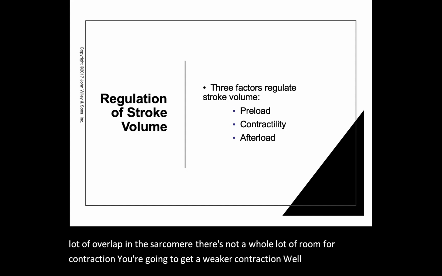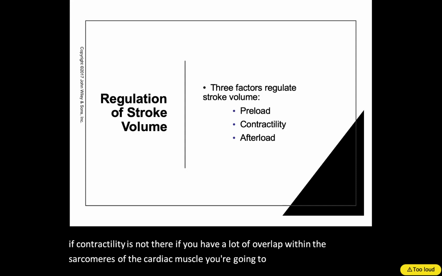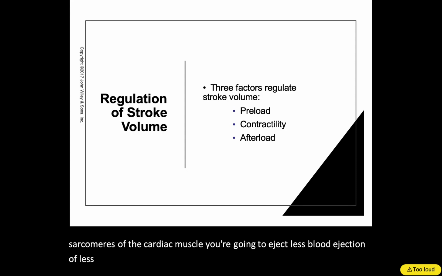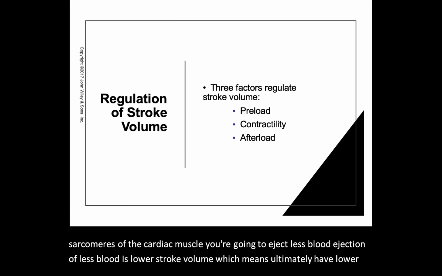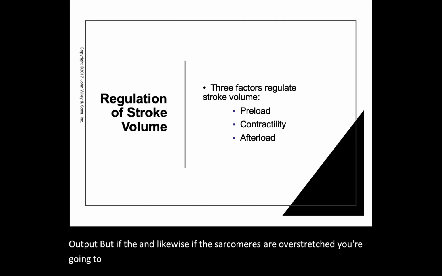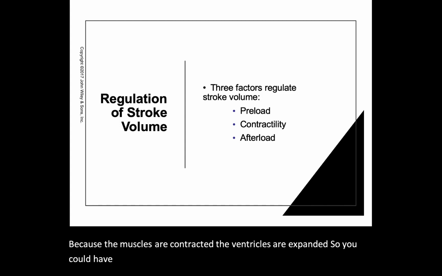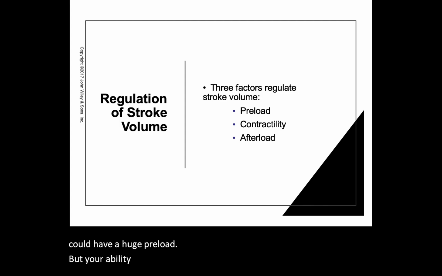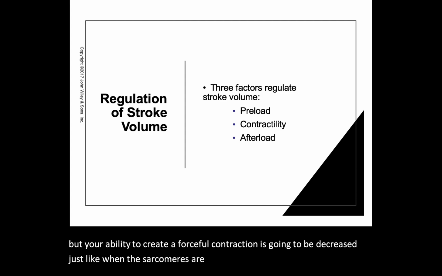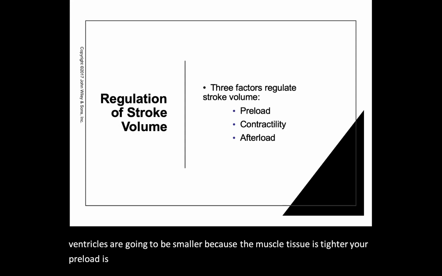Well, in cardiac muscle, if contractility is not there, if you have a lot of overlap within the sarcomeres of the cardiac muscle, you're going to eject less blood. Ejection of less blood is lower stroke volume, which means ultimately you have lower cardiac output. Likewise, if the sarcomeres are overstretched, you're going to have reduced contractility as well. Your preload is going to be high because the ventricles are expanded, so you're going to have a huge preload. But your ability to create a forceful contraction is going to be decreased. Just like when the sarcomeres are excessively overlapping, the ventricles are going to be smaller because the muscle tissue is tighter, and your preload is going to be less. And so you have to find that just right.